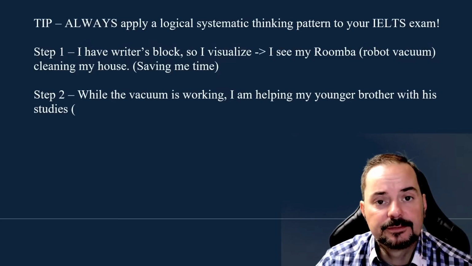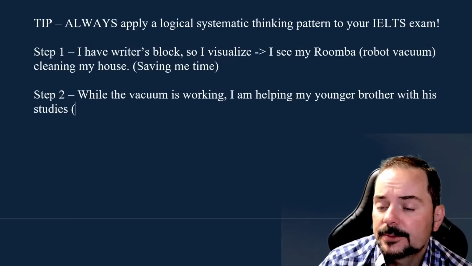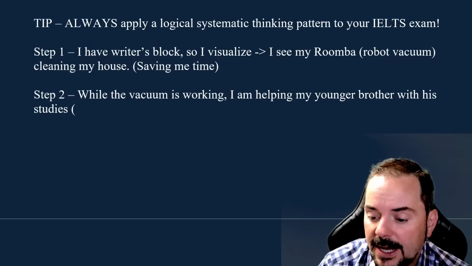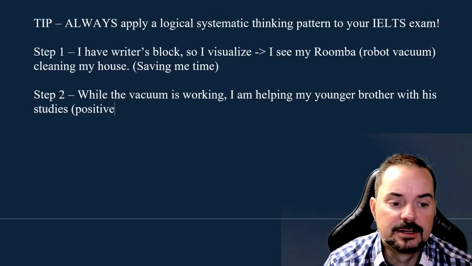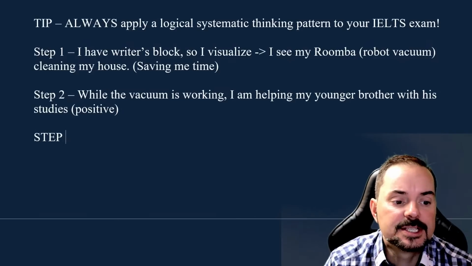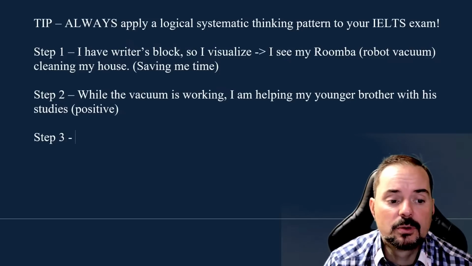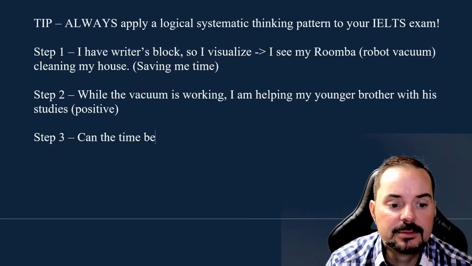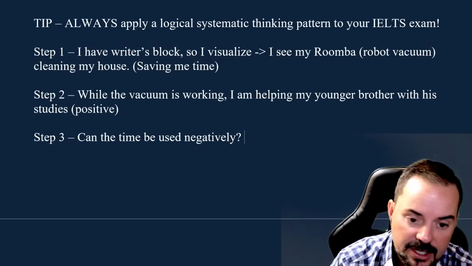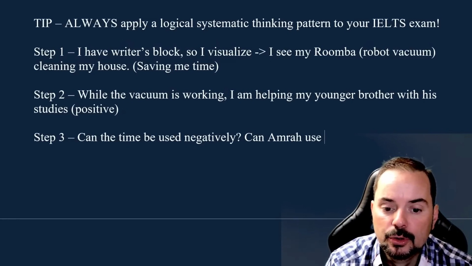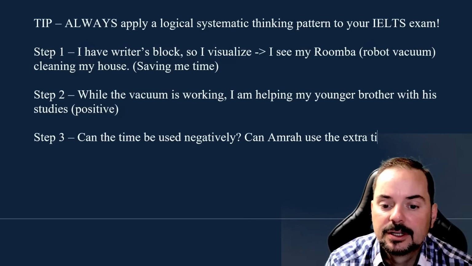All right, so we're going to take a little different approach here today. The other way you can, MTJ, that you can help writer's block is think about what, why, how, right? So Miles says this is clearly a positive. All right, step 3. Ask the opposite. Think about the question. Can the time be used negatively? So the question here is, can Amra use the extra time in a negative way?